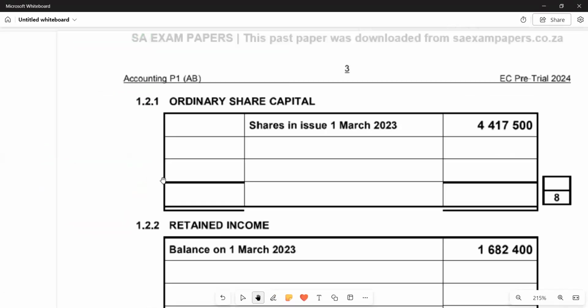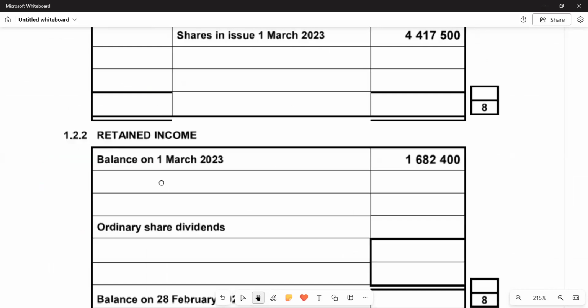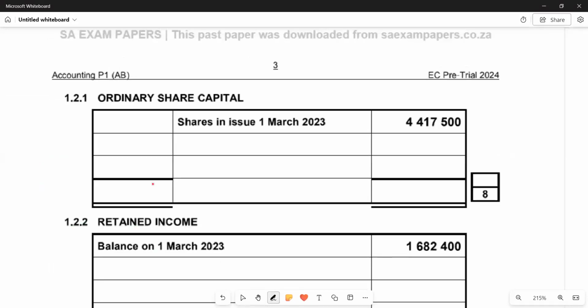Here we have our ordinary share capital that we're going to start with. We already have a pre-entered figure for shares in issue on 1 March 2023, and obviously this is at the beginning of the financial year. That is our opening balance. So we can go to the list of balances and see what other information we have that we have to update there.